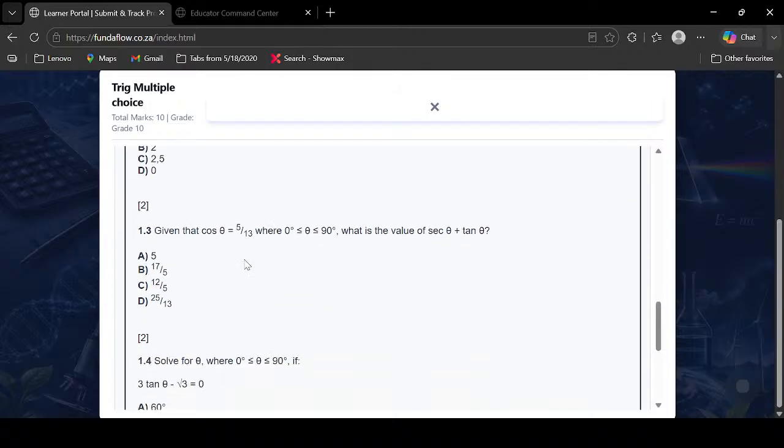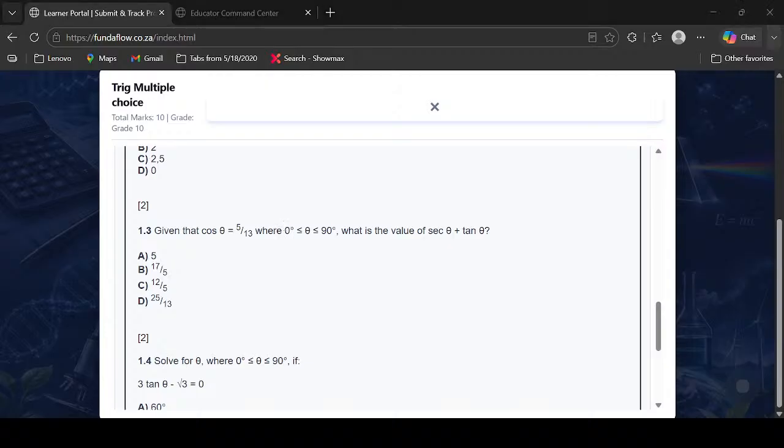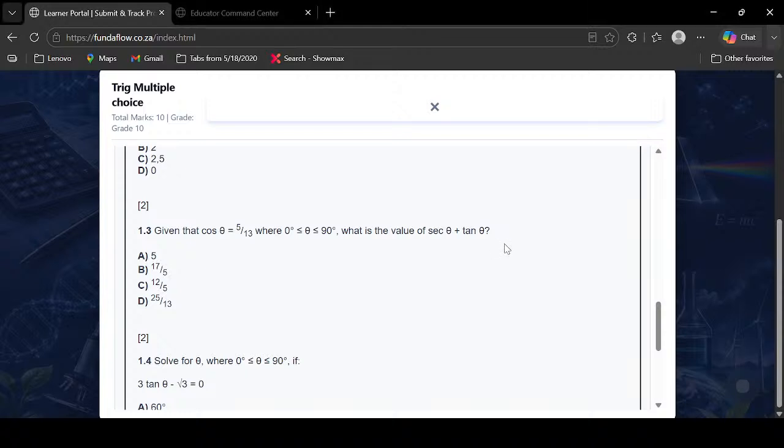Question 1.3 says, given that cos of theta is equal to 5 all over 13, where theta is greater than or equal to 0 but lesser than or equal to 90, what is the value of sec theta plus tan theta?